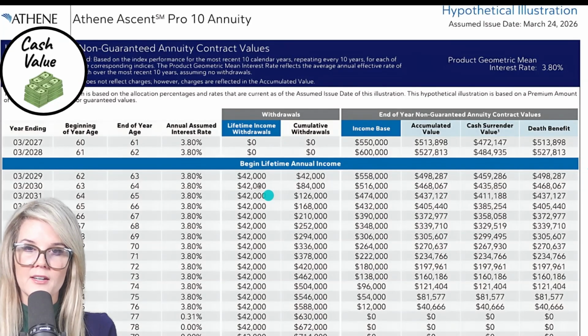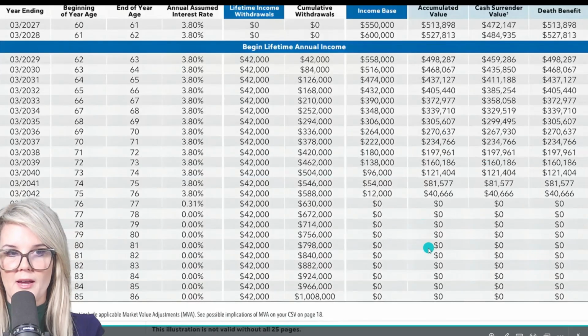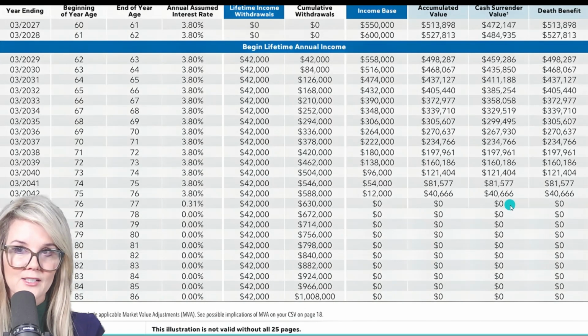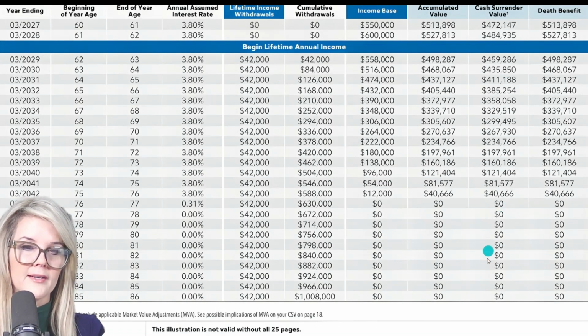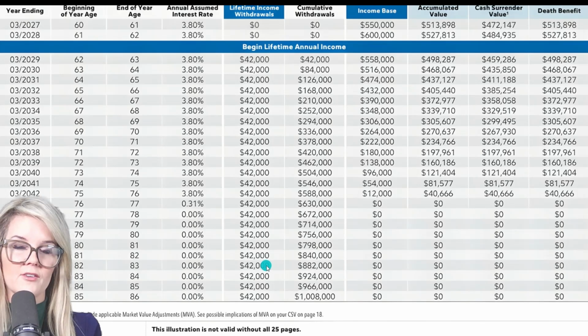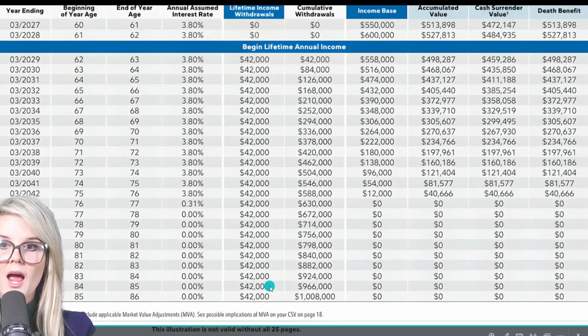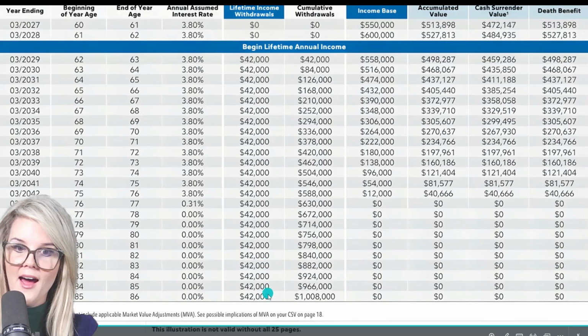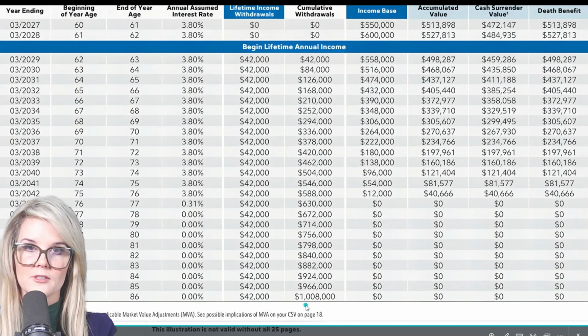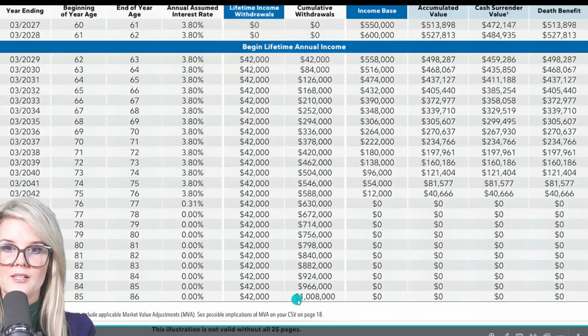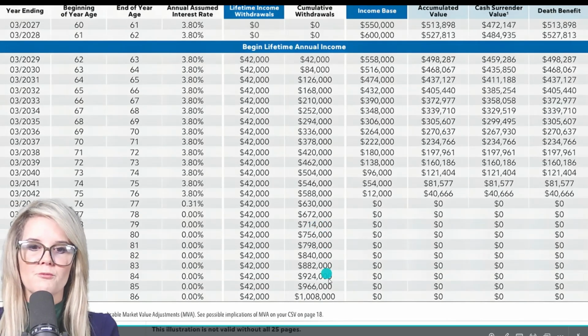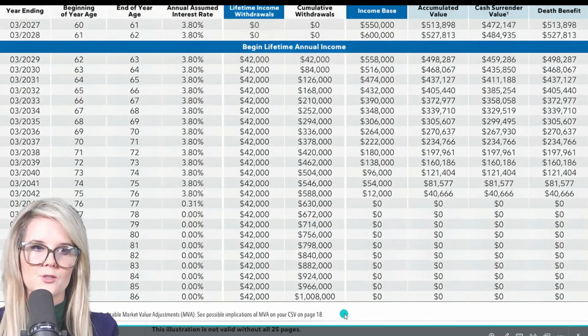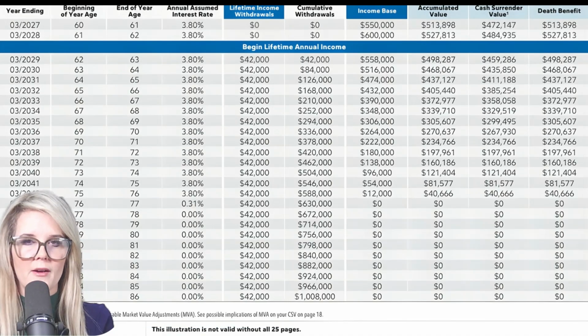Now, you can see over here that he started getting $42,000 and you can see it never stopped. Then I'll go to the next page as well. Even when the cash value goes to zero right here, he's still going to get this paycheck every year until he dies. And if you look right here, if he lived to be 85, he will have taken out $1 million. So that's a lot of money. So he's taking out that money. But the way that you can value this, the value of it is the peace of mind you get knowing you have a paycheck coming to your account.